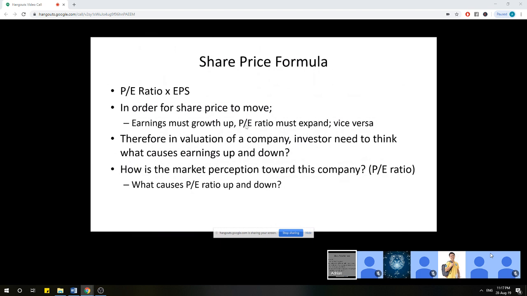If earnings move up and the PE drops, it also doesn't make sense. Correct, yes. Especially for growth investing, growth will be a very painful one, because suddenly the PE ratio, the multiple, drops a few times already. Very, very painful already. Yes.